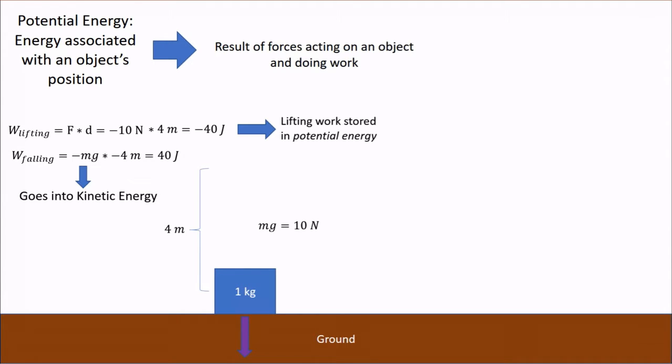So potential energy is a number associated with an object's position. In the case of gravity, we write this equation here: U equals m times g times h, where h is the height, and U represents the potential energy. So for gravity, the only part of the position that matters is the height. Where you measure the height from is your choice, so long as you are consistent.